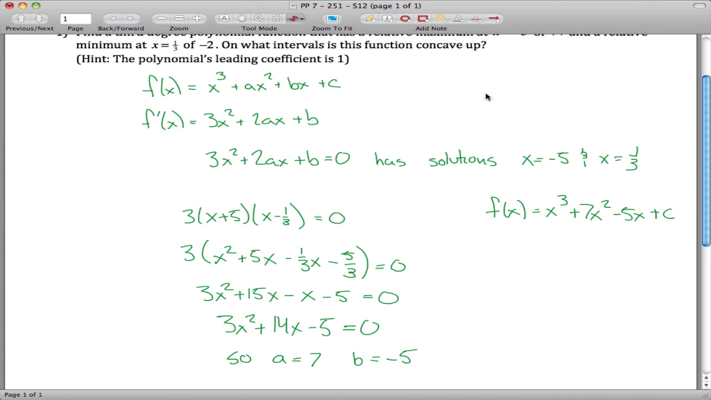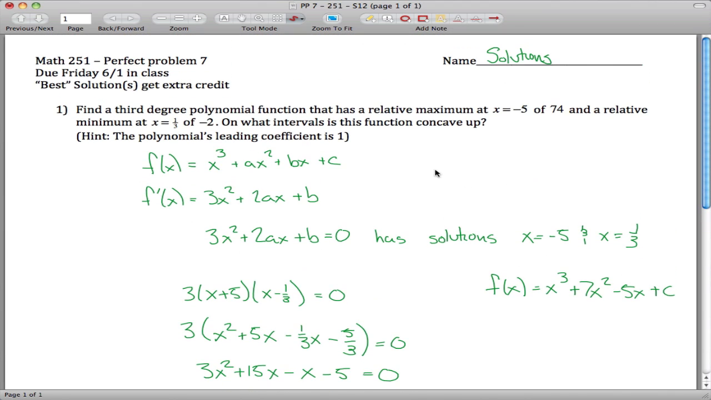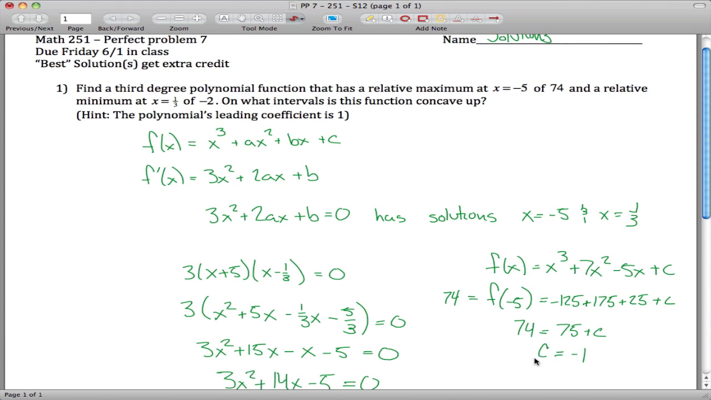We still don't know what c is, but there's some information in the problem we haven't used yet. It says that when x equals -5, the height should be 74. So f of -5 has to equal 74, and f of -5 is -125 if you do -5 cubed. 7 times 25 is 175. Sticking in -5 here, you'll get plus 25 plus c. So 74 is equal to, what, 200 minus 125 is 75 plus c. In other words, c is equal to -1.